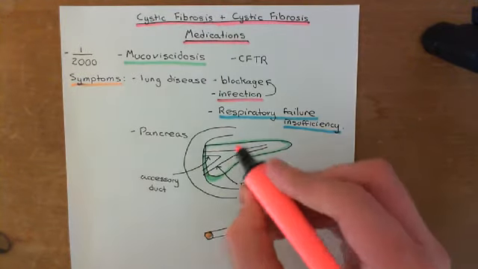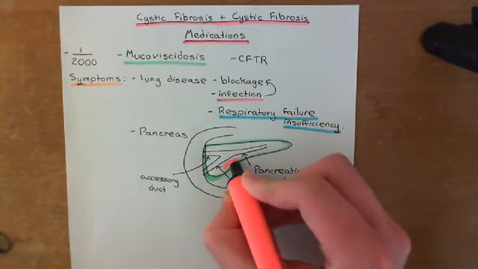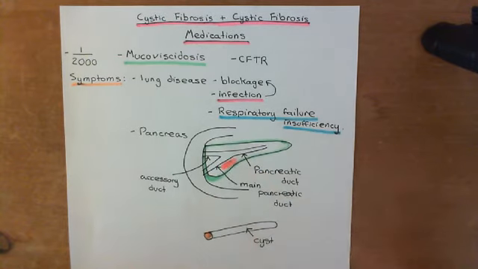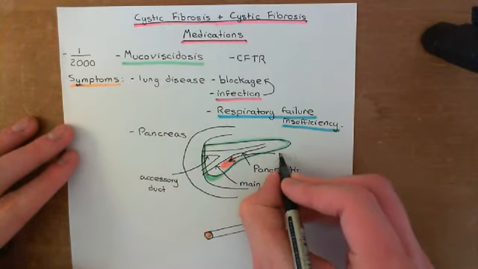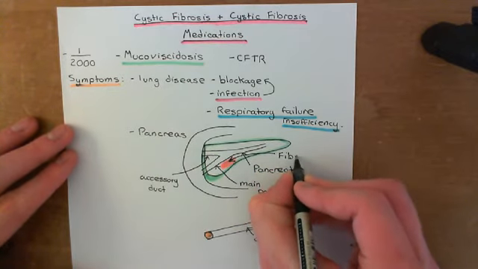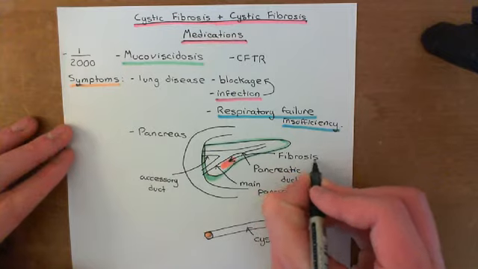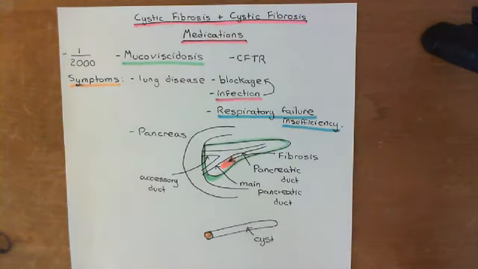Okay, so let's say that this portion here of the pancreas has been replaced with scar tissue, which is what I'm showing in red here. Now, the fancy word for scar tissue is fibrosis. Portions of the pancreas start to get destroyed and they're replaced with this connective tissue, which is scar tissue, and that's known as fibrosis.